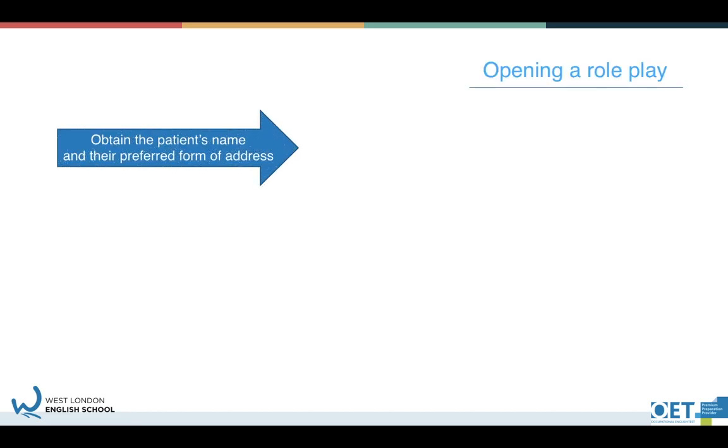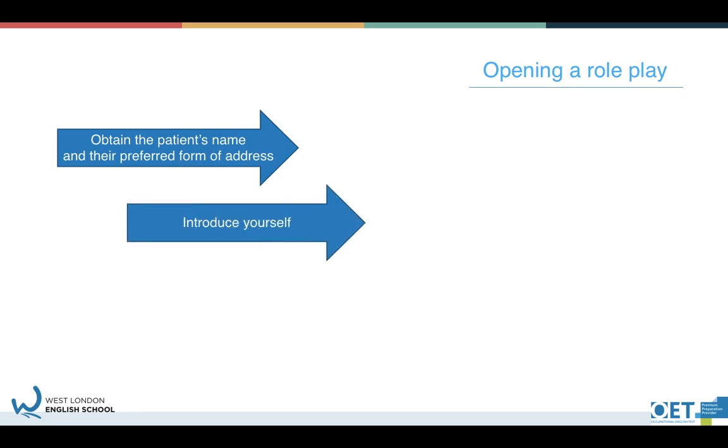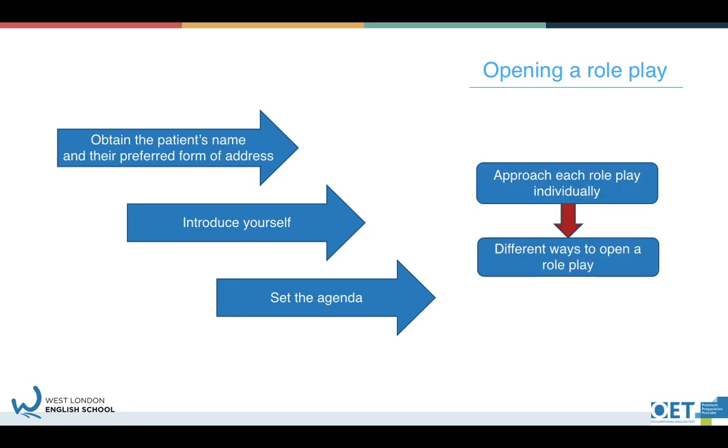Okay, so just a quick recap. The 3 stages we looked at: obtaining the patient's name and their preferred form of address, so what they prefer to be called, introducing yourself, and setting the agenda, telling the patient what is going to happen next. But do remember to approach each role play individually. Every role play is different, and you really got to read the task carefully. You can't use these 3 stages in every role play.